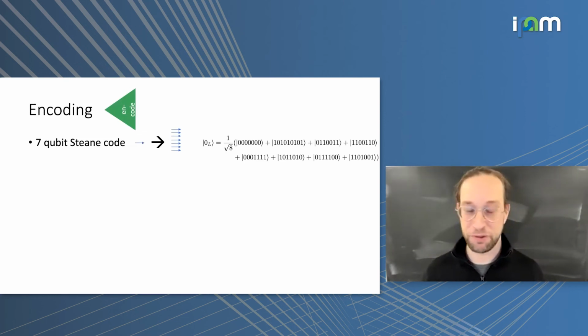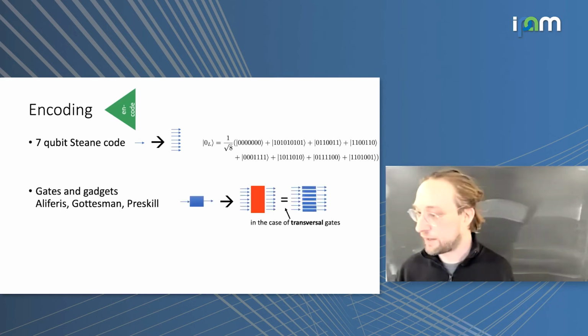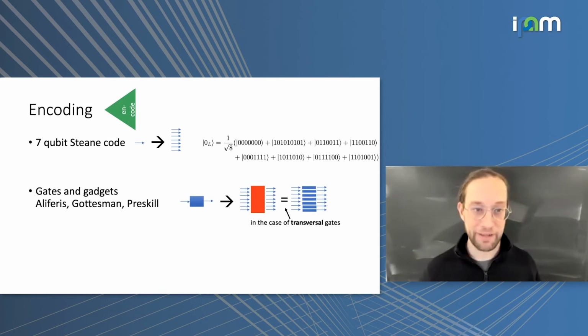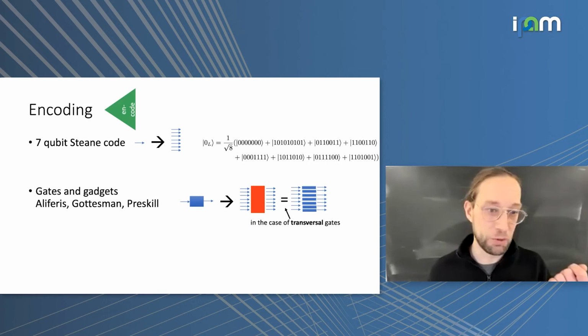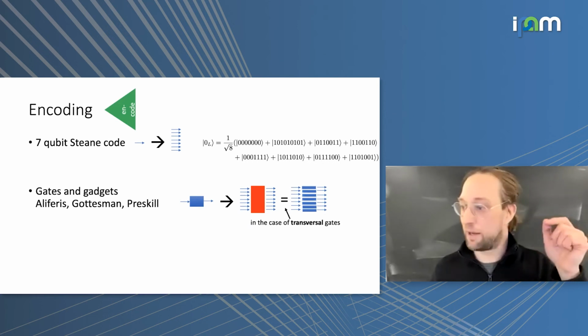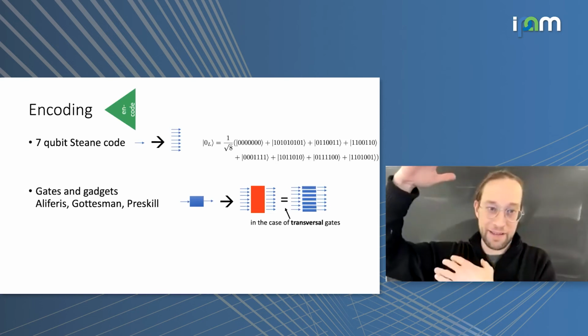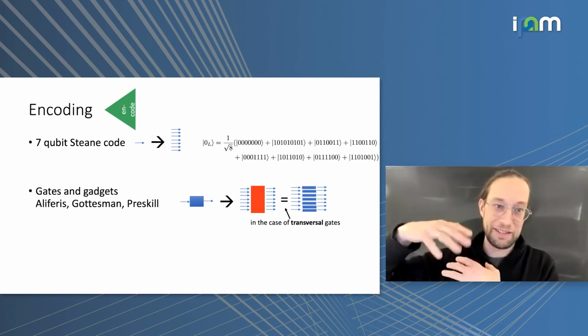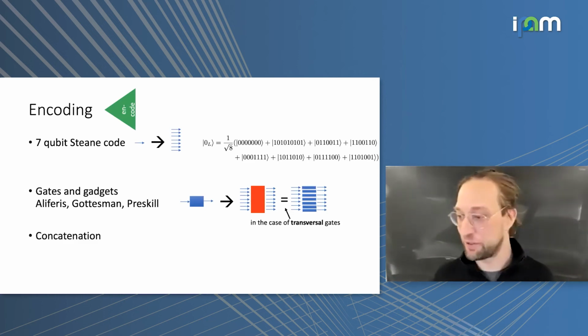If you keep the short code in mind, life is good, it doesn't really matter so much. There are some nice things about these gadgets. Sometimes some gates are really cool. So if you do a bit flip, it's basically just 7 times the bit flip in the Steane code and things like that. These are called transversal gates.